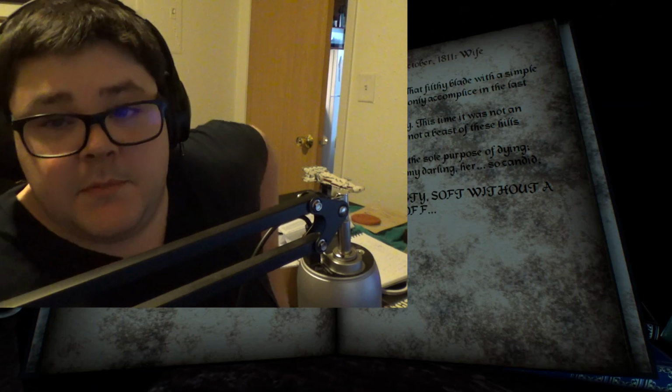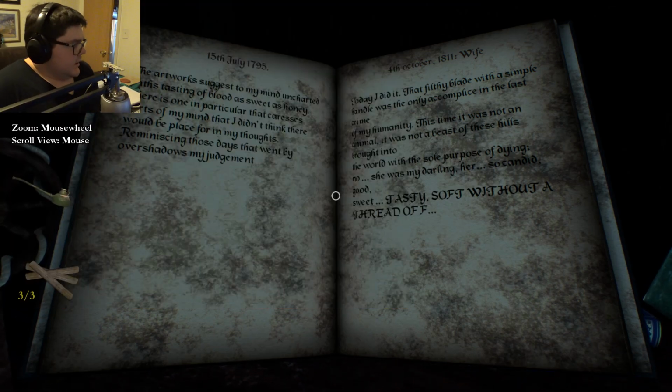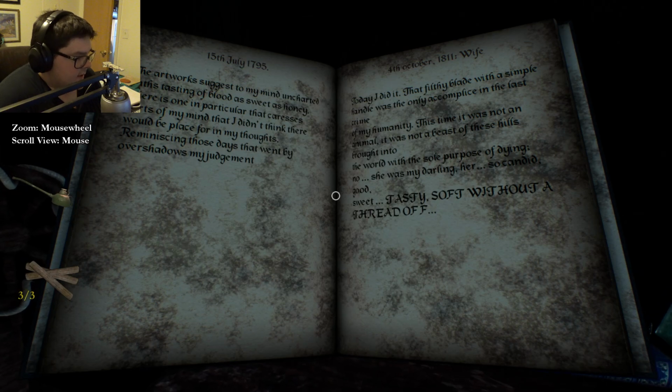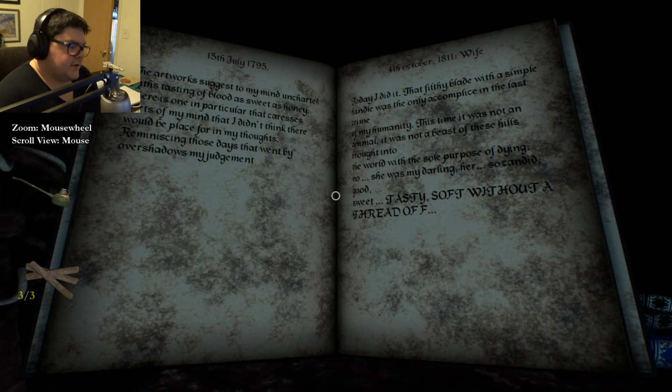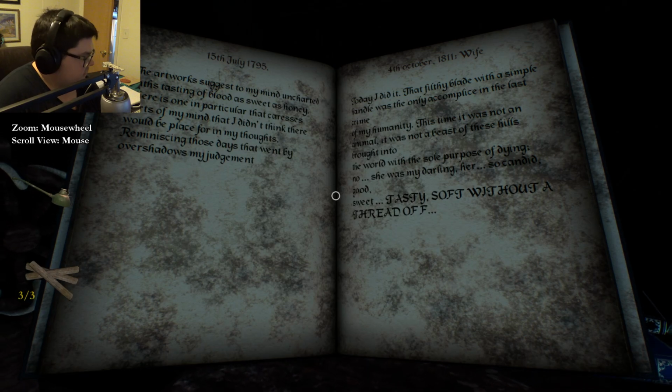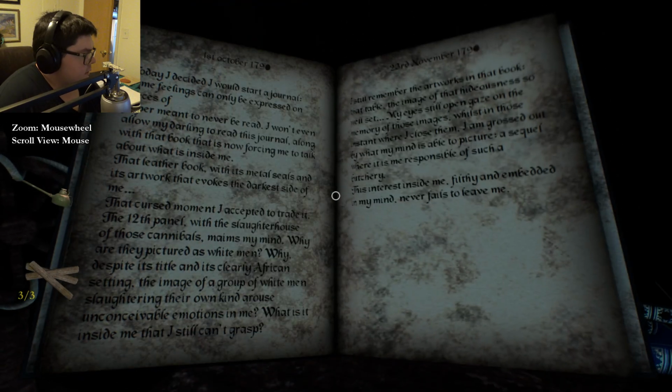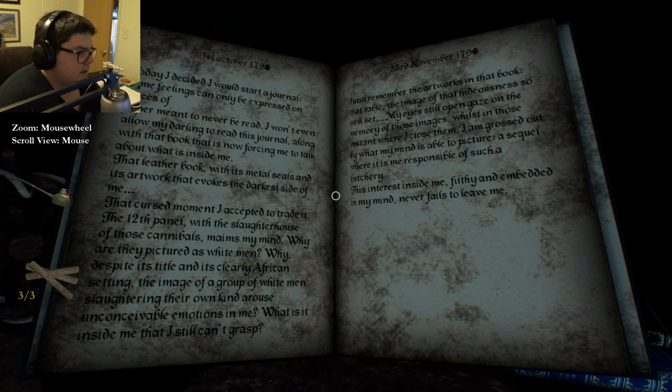Excuse me, you got a little bit of my shirt in that one. V-neck, trying something new. 15th of July, 1795? Oh, next one's October 11th. What's the first diary entry? 1790 something.